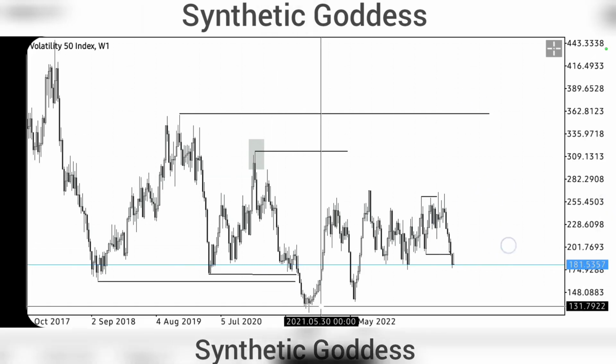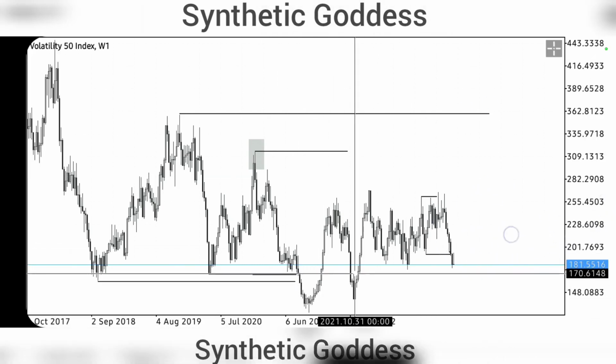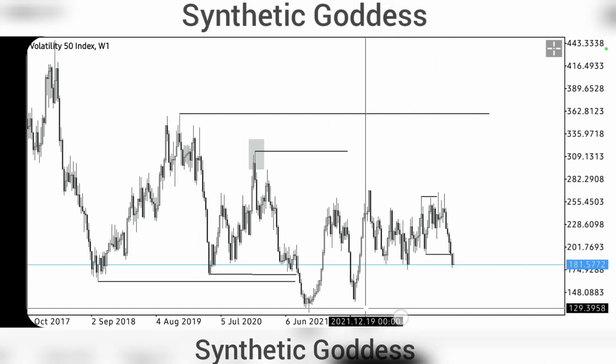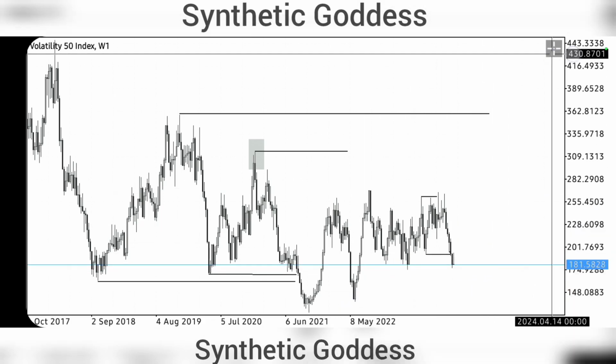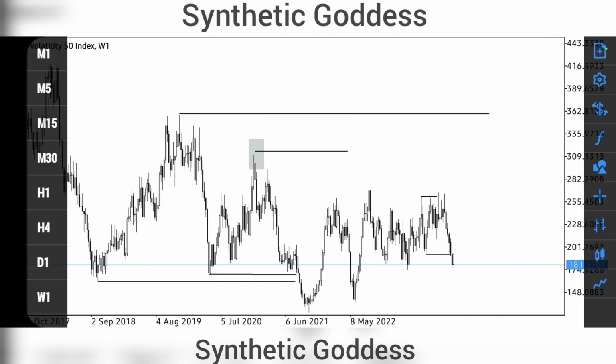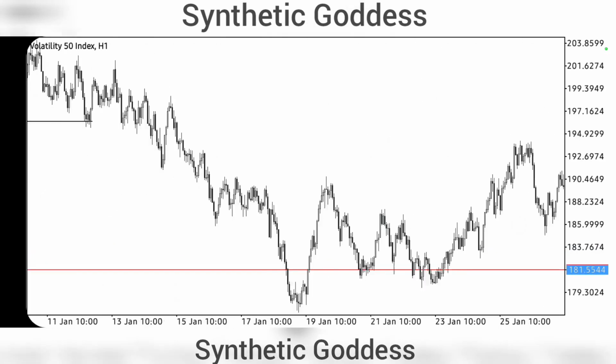On the weekly time frame, this is our external liquidity. So imagine taking a trade around this area and expecting it to break the external liquidity. That is a good move. And then you are risking very, very little, since all your time frames have aligned with each other.